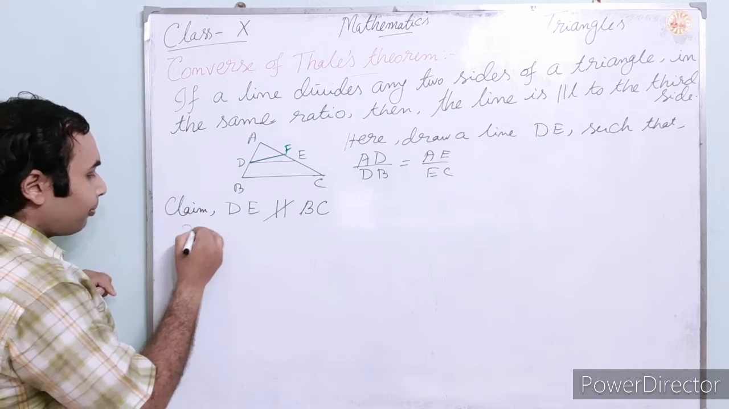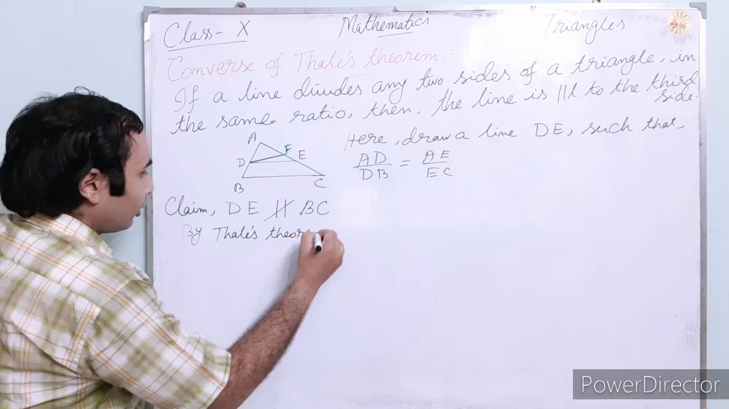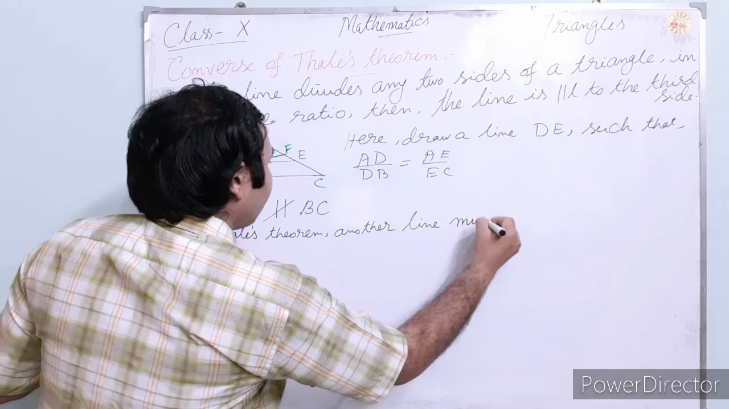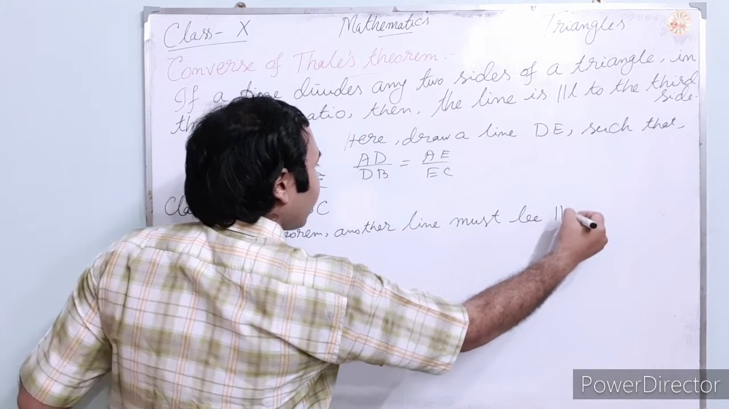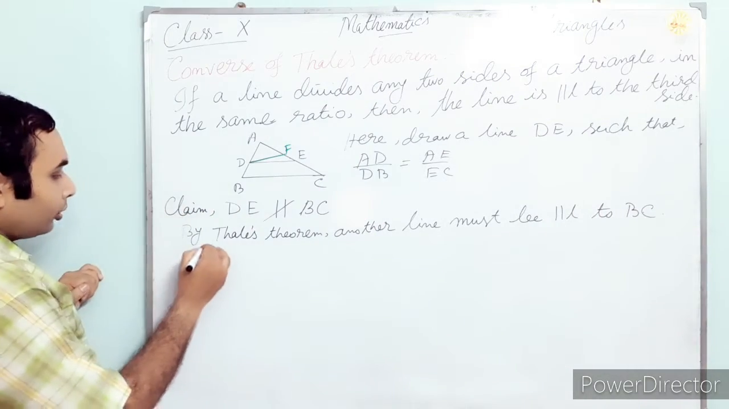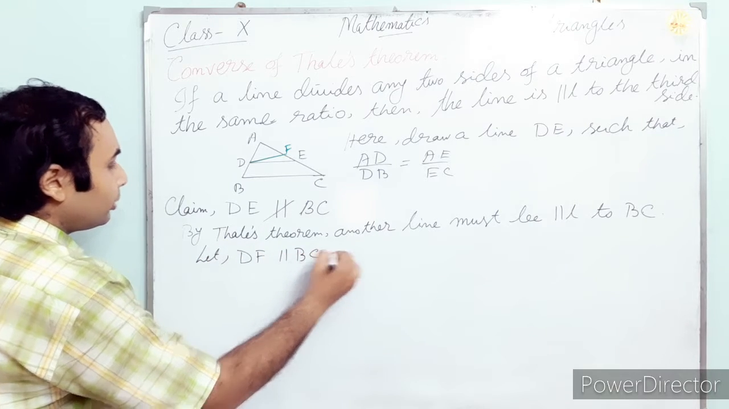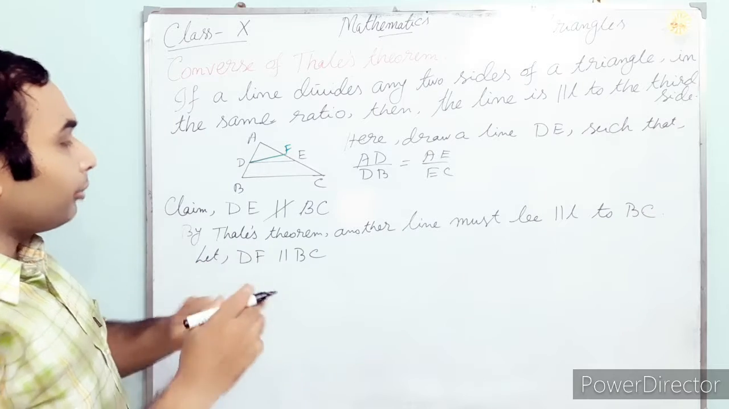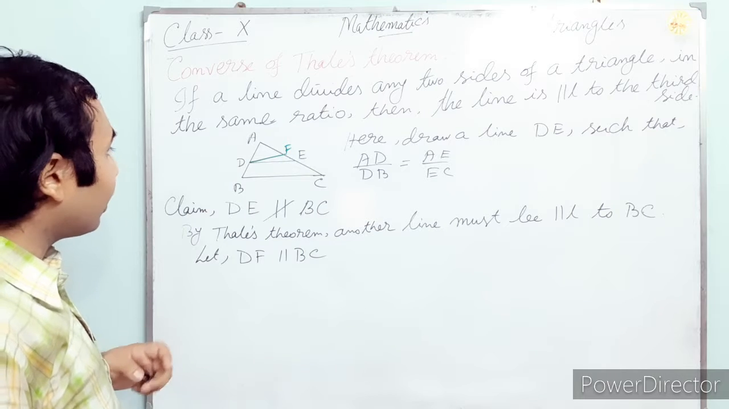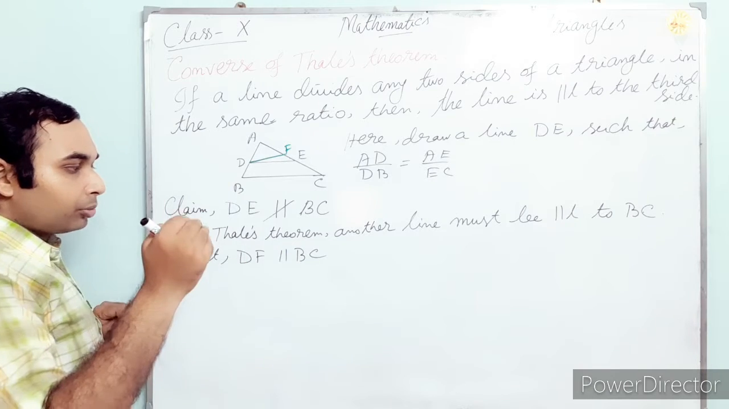So by Thales theorem, another line must be parallel to BC. So let DF be parallel to BC now. We are claiming that if DE is not parallel, then obviously DF will be parallel. Then let us see what is happening. So DF is parallel to BC.